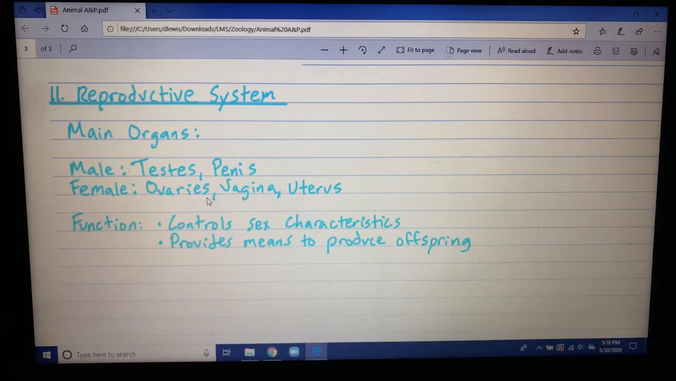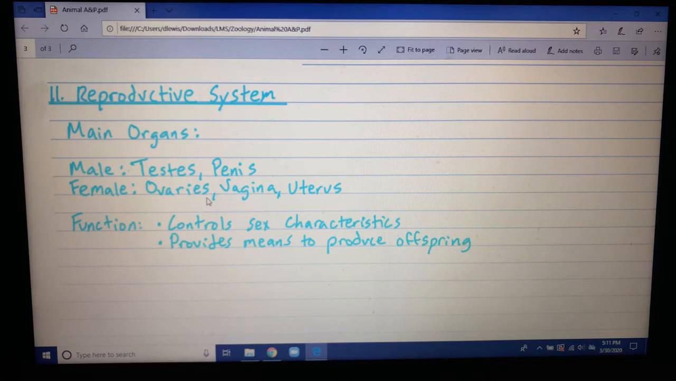Obviously, your main organs for the male would be the testes and the penis. For the female, it would be the ovaries, the vagina, and the uterus. The testes are going to be responsible for producing sperm and testosterone, the male sex hormone. Ovaries would produce the eggs for reproduction, as well as estrogen and progesterone. The vagina will be used as the birth canal and the entryway for intercourse.